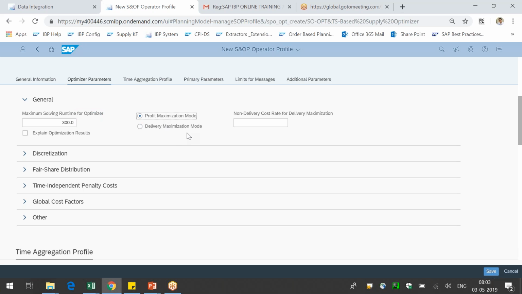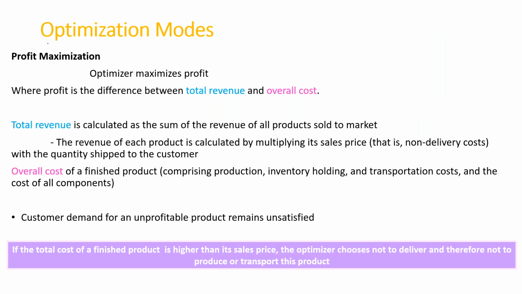Two modes: profit maximization mode and delivery maximization mode. What is a profit maximization mode? If you create your profile in profit maximization mode and run the optimizer, it maximizes the profit. Now what is profit? Profit is the difference between total revenue and overall cost. Now what are total revenue and overall cost? Total revenue is calculated as the sum of the revenue of all products sold to the market. The revenue of each product is calculated by multiplying its sales price, that is the non-delivery cost.